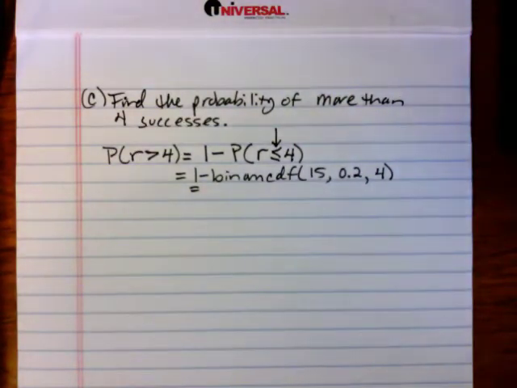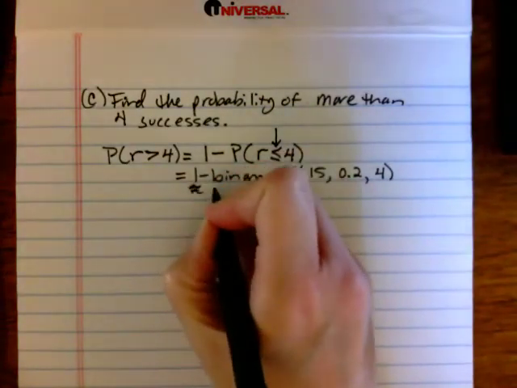So when we put that into the calculator, 1 minus binom CDF, 15, 0.2, 4, we get about 16%.